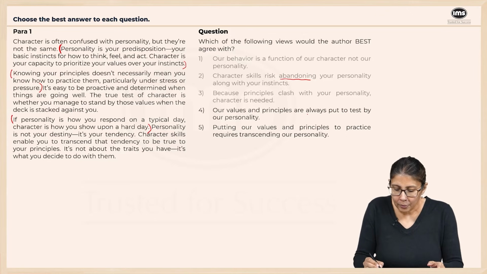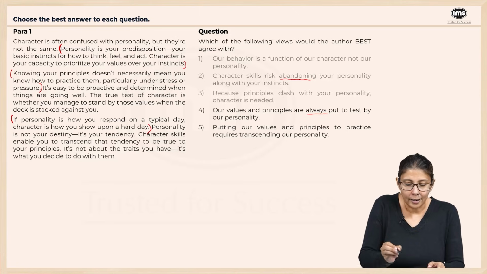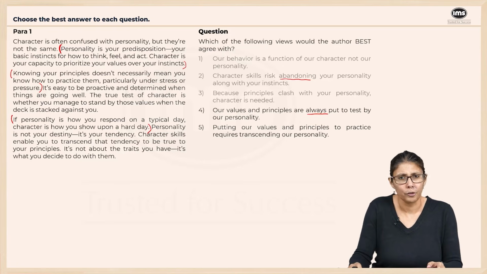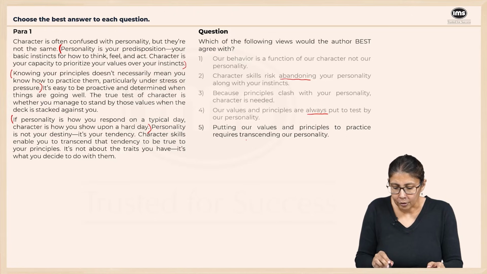Again, always put to test? No, it is under stress or pressure that they are tested. So, option 4 is also eliminated. The fifth one says, putting our values and principles to practice requires transcending our personality.